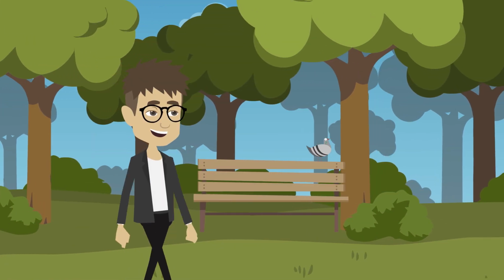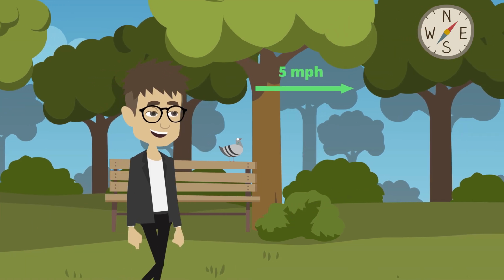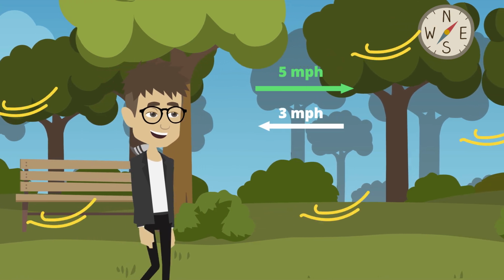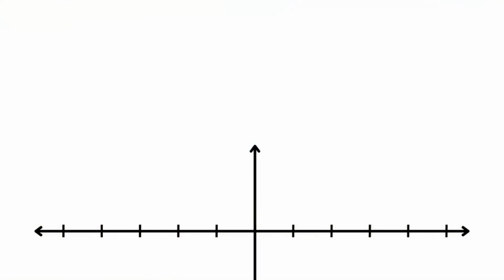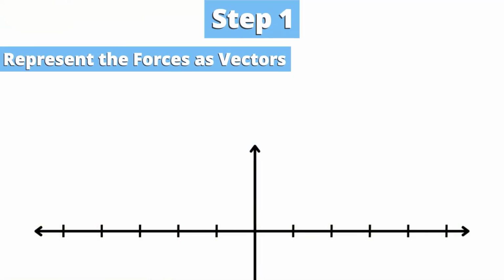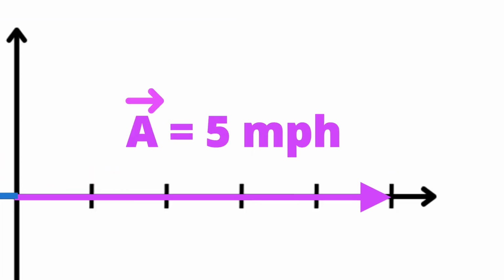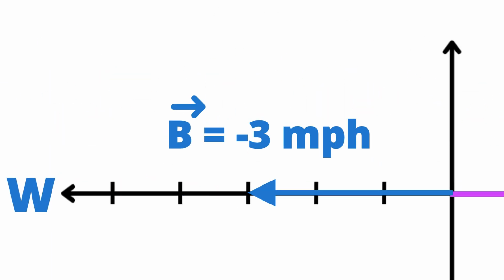Walking against the wind. Intermediate. Now let's look at walking into the wind. You're walking 5 miles per hour east, but the wind blows 3 miles per hour west. What's the wind speed relative to you? Step 1. Represent the forces as vectors. Your walking speed east, A equals 5 miles per hour. The wind speed west, B equals negative 3 miles per hour. Here positive means east, so the wind gets a negative sign because it blows west.